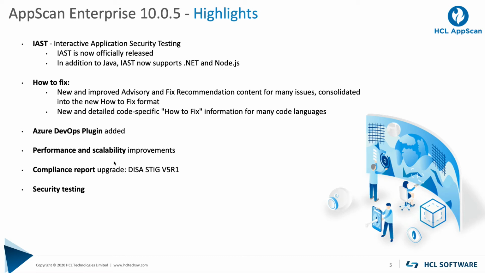As Eitan mentioned in the beginning, we continue to invest in every release in performance and scalability improvements. In this release as well, we have done several things to improve that. Some are based on customer feedback and some are based on our internal research. In AppScan Enterprise, we updated the compliance report as well, like we did for the others, and included all the new security testing that we have in the dynamic analysis, those that were mentioned in the previous slide. You can see the full list in the release notes if you want.